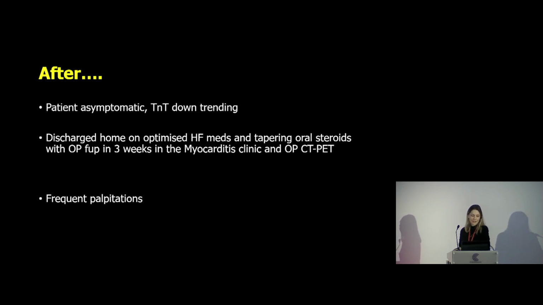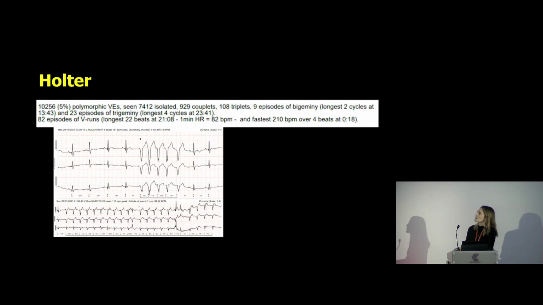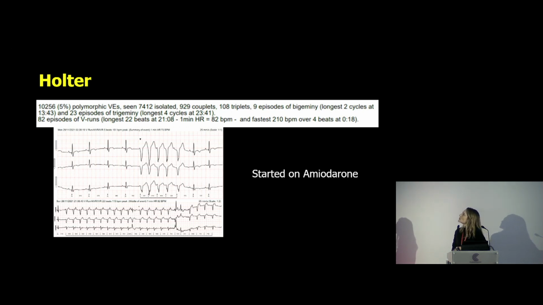I call her prior, and she reports that she's again experiencing frequent palpitations. So I organize an urgent Holter, and the Holter shows frequent polymorphic VEs with ventricular tachycardia. I asked her to come back to hospital.